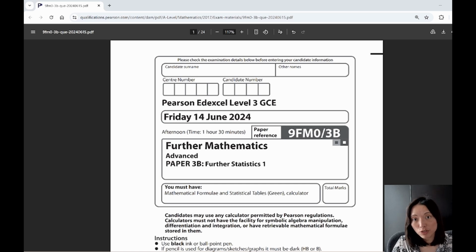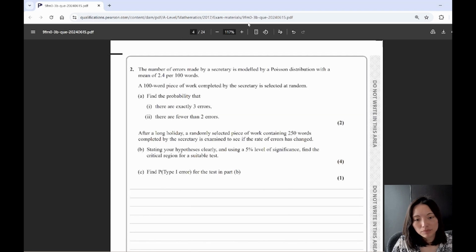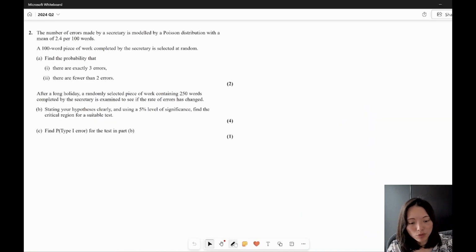I'm now going to look at question 2 of the 2024 Further Statistics A-level paper. The question says, the number of errors made by a secretary is modeled by a Poisson distribution with mean of 2.4 per 100 words. Let's take a look at how we go about doing this, and let's try to highlight the relevant part of the question that we need to pay attention to.